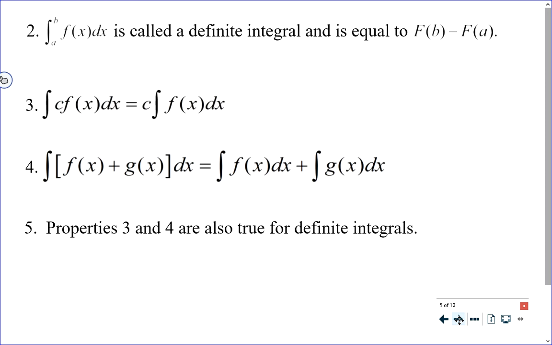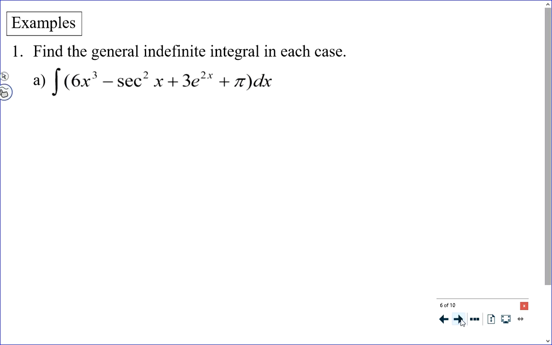Properties 3 and 4 are also true for definite integrals. The reason why we're going through all of this, even though it may not seem necessary for what we're going to be doing today, is that these properties, particularly the statements listed as 3 and 4, are going to be very useful later on in this chapter when we look at different techniques of integration, which is another way of saying anti-differentiation. We're going to have to refer to properties 3 and 4 to make our jobs easier later on. All right, so let's take a look at some examples.